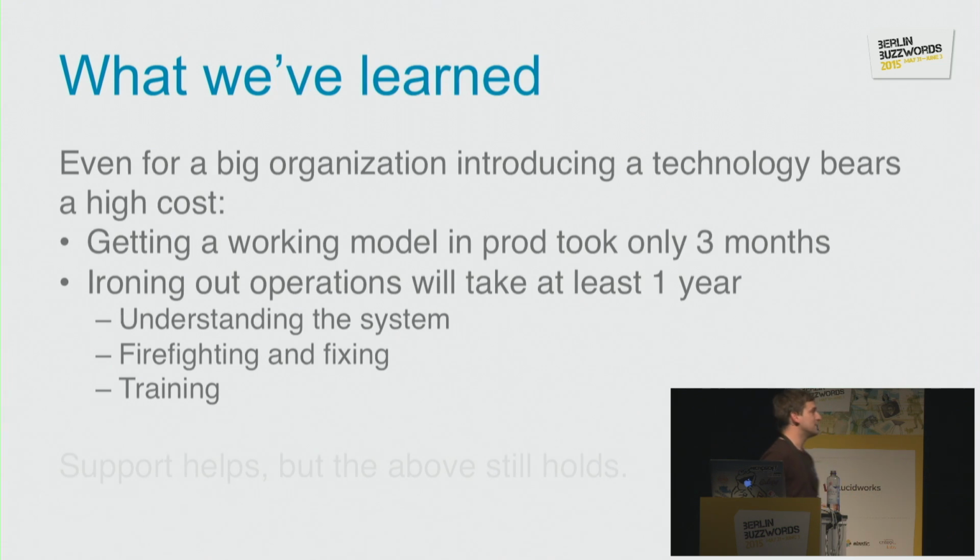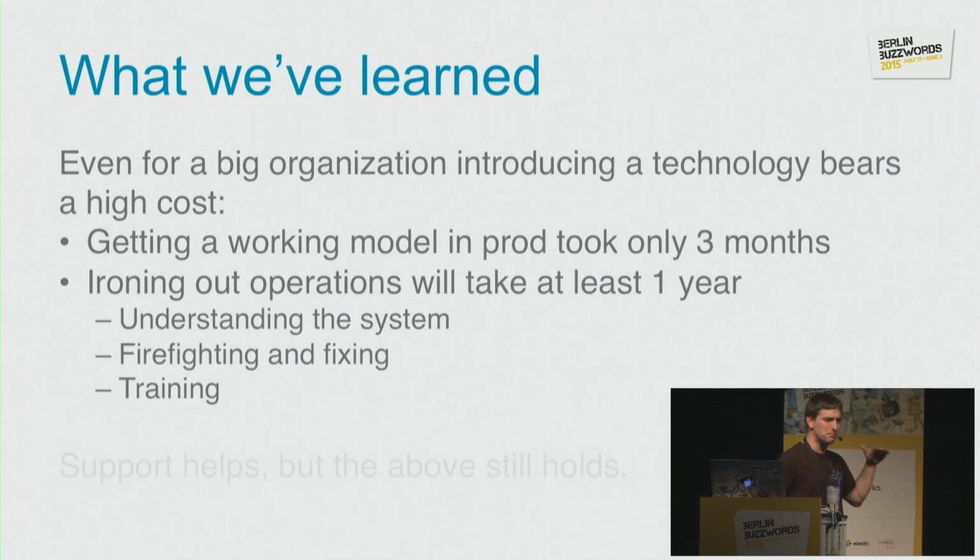What we've learned, however, is that even for a big organization, Yammer is, I guess, now 350, 400 people, probably about 100 engineers, introducing a new technology has a high cost. Getting a working model in production took only 3 months. Even though the actual project lasted a bit longer, this was due to dealing with legacy integration. But getting the technology out was relatively quick. But what takes a lot of time, and you have to commit your resources to it if you're a serious organization, is ironing out the operations. And that will take at least a year.